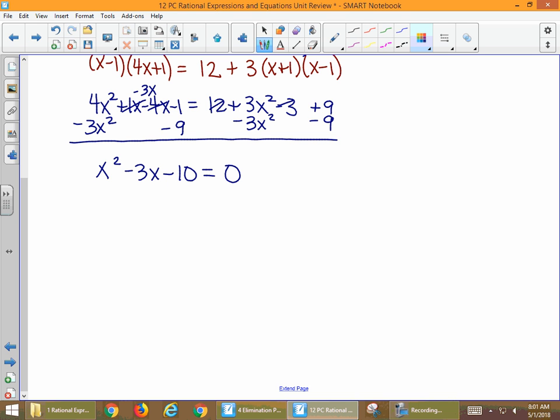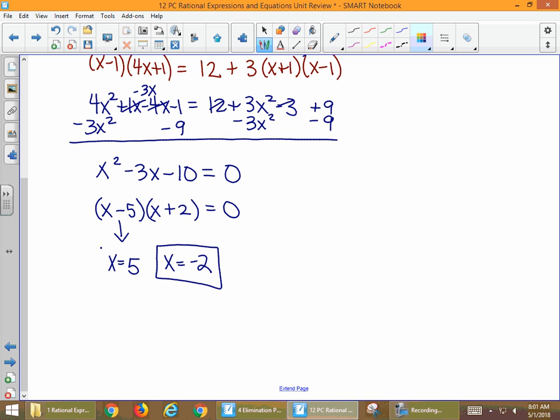And now let's factor. Don't need to split the middle with this one since we have a 1 in front of our x squared. Two numbers that multiply to negative 10 and add to negative 3 are negative 5, positive 2. And when I set those equal to 0 and solve, I get x equals 5 and x equals negative 2.